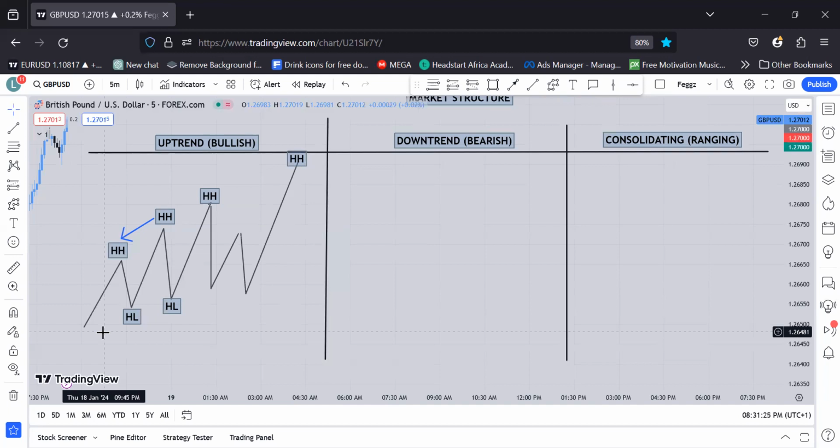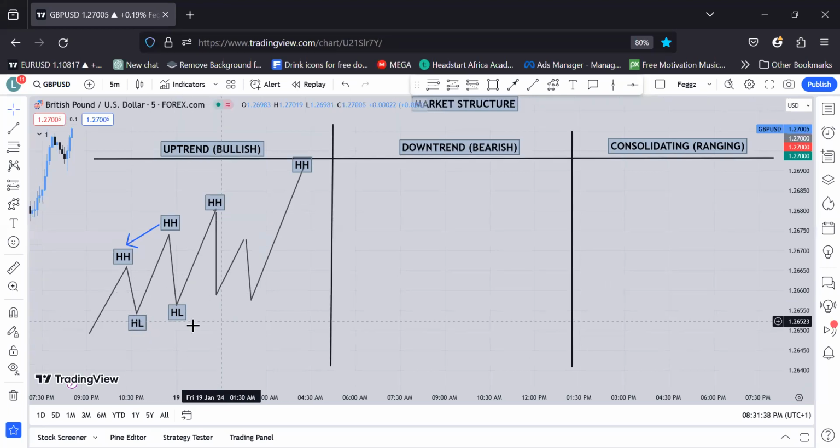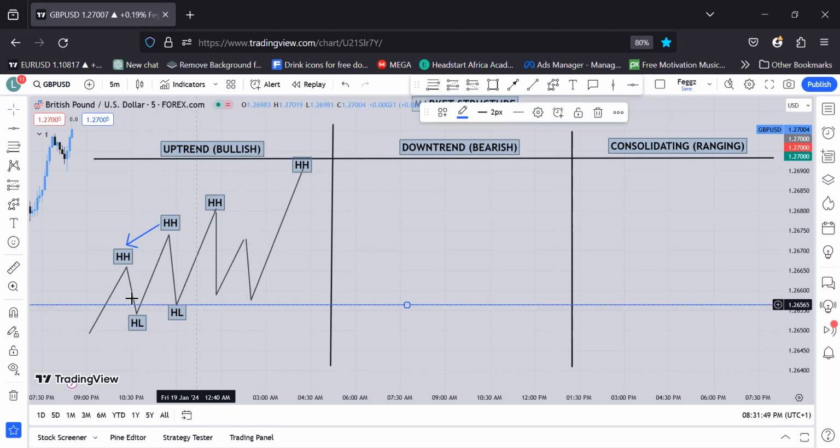Look at the criteria I said. I said you only call something a higher high when a higher low does not go below the previous higher low. In this case, if we measure now, let's take our horizontal line. Look at this, the previous most recent higher low. Look at the line I just drew. If you observe, when the market was coming down, it didn't go below this higher low.